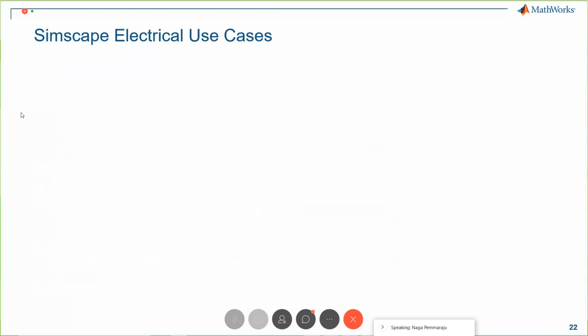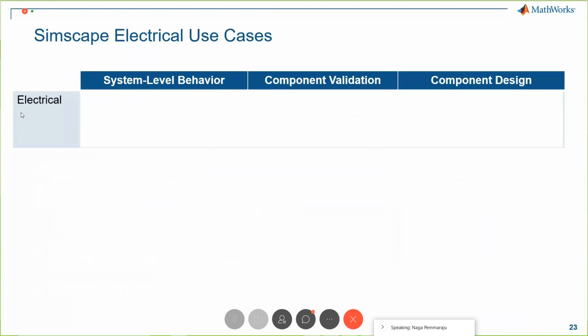Let's try to understand the use cases for which Simscape Electrical can be used. If I divide the whole ecosystem into three parts, right? One, as an engineer, probably I want to understand the system level behavior. Maybe there will be a sub team mainly focused on component validation, right? And there will be one more team focused on the component level design aspects. So Simscape Electrical can be used at all three different levels.